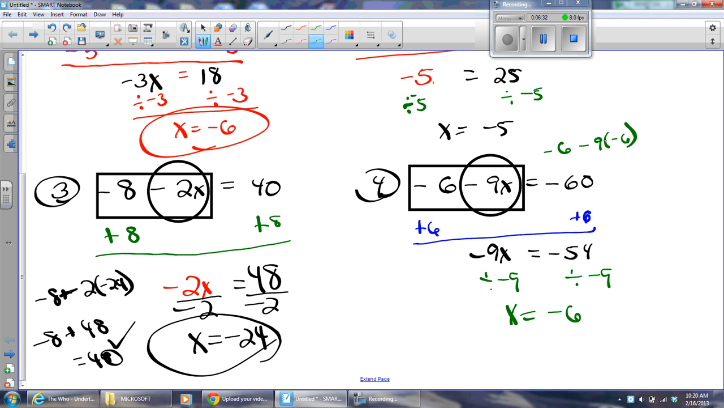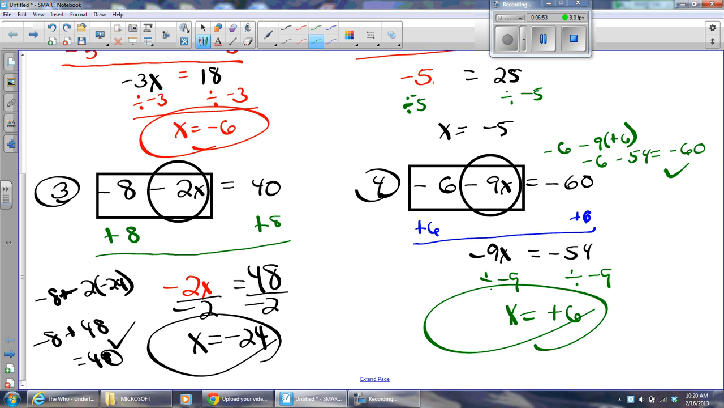Uh-oh, something's wrong. I have a sign error right here. It's a good thing I went to check, because this was going to get me a positive answer. A negative divided by negative is a positive, so it's a positive 6. All right, so I'm going to have negative 6 minus 54, which is negative 60. So it does check. Caught my own mistake, and I'm good to go.